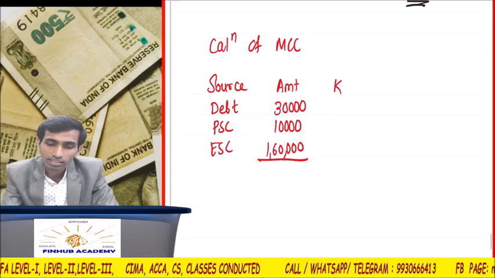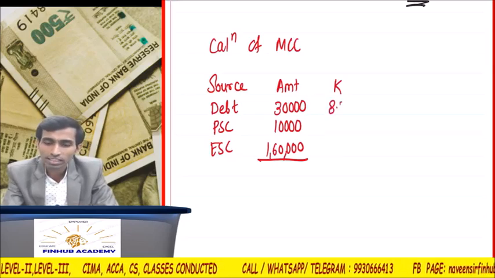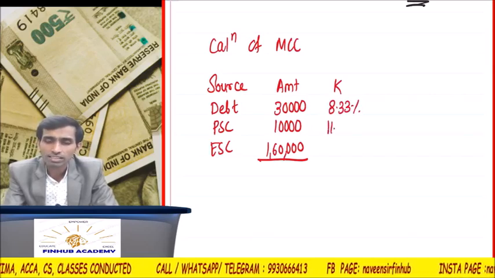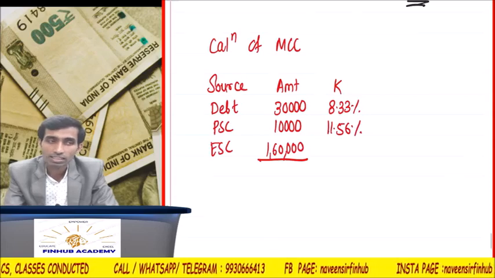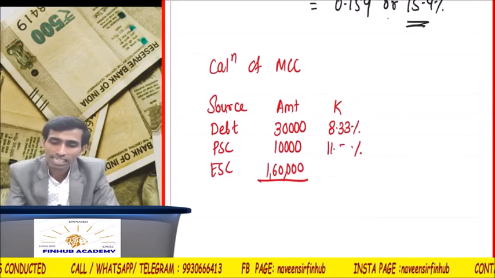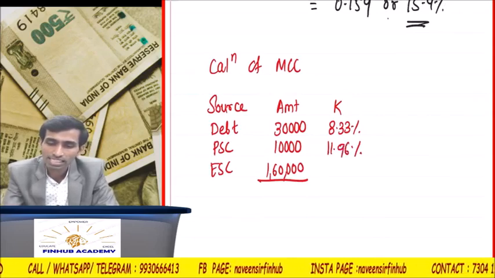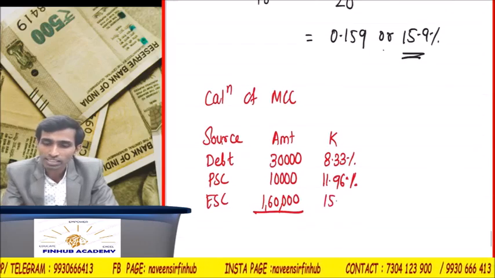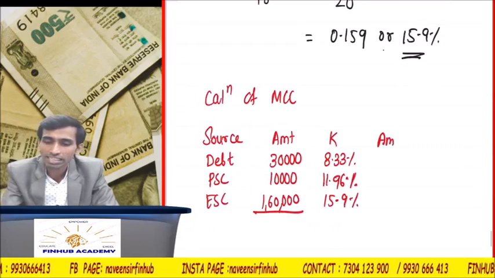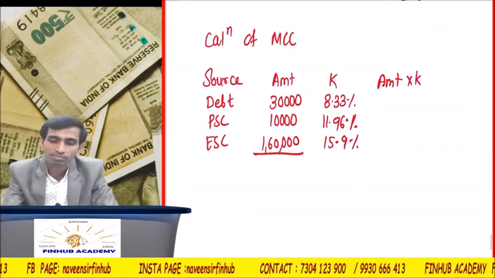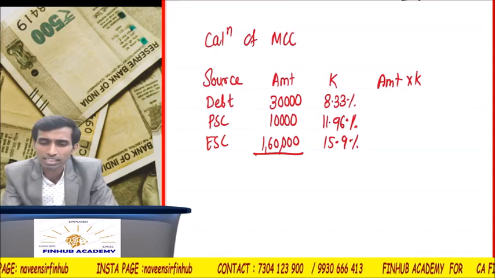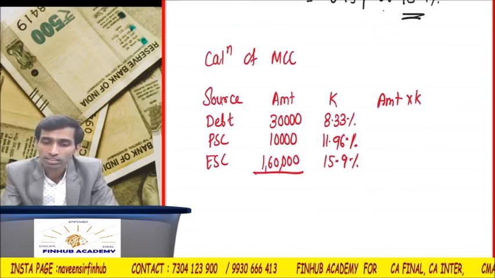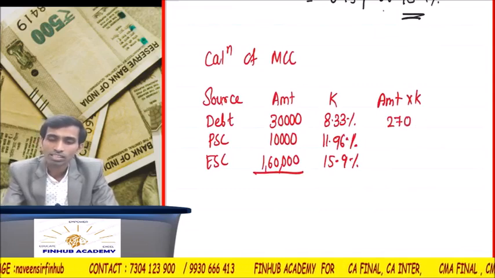And K. Debt, what was the rate? 8.33%. Preference rate was what? 11.96%. And equity share capital, now we have calculated 15.9%. Amount multiplied by K. Please give me the figure. This is already there, 30,000 at 8.33. How much? 2,500.